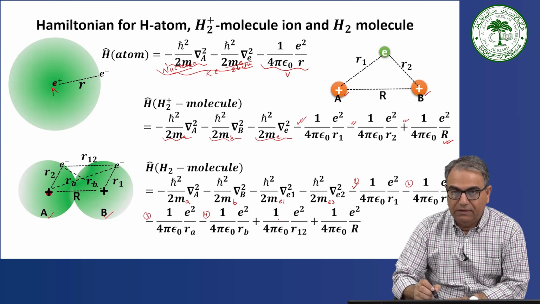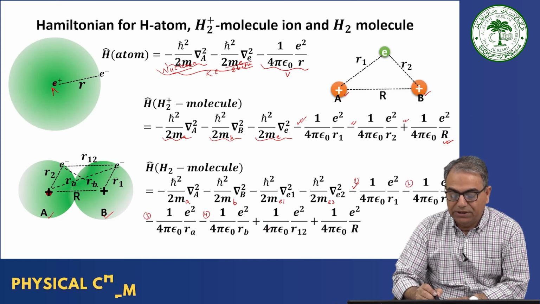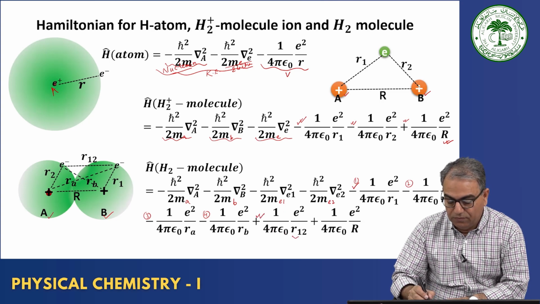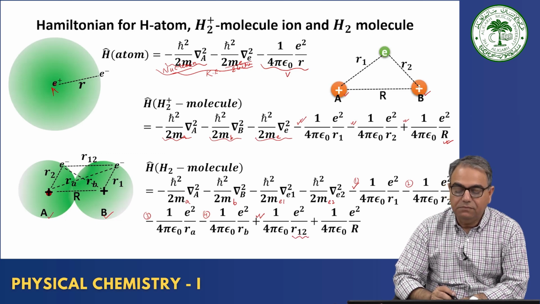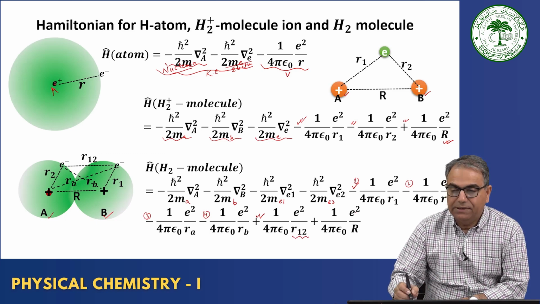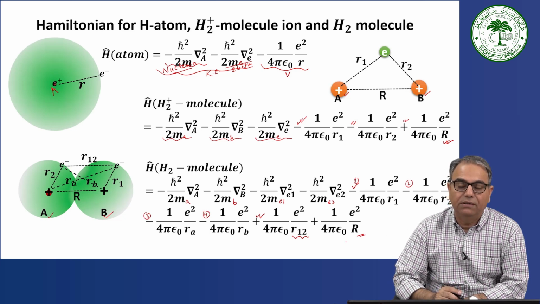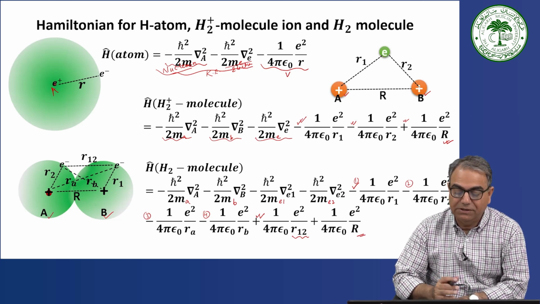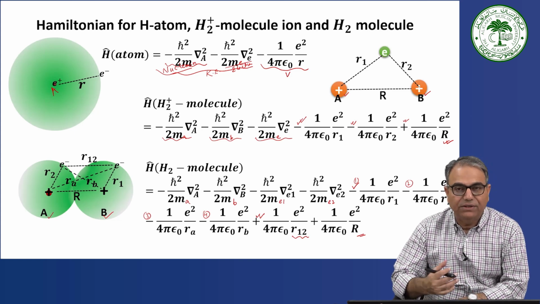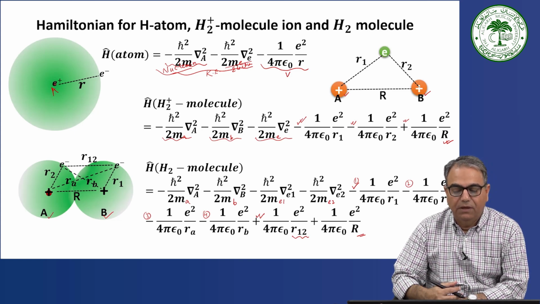Now the fifth term in the potential energy has a plus sign, so it is a repulsive term, 1 by 4 pi epsilon naught e square by r12. Plus 1 by 4 pi epsilon naught e square by R, where R is the distance between the 2 nuclei. So altogether the H2 molecule has this many terms in the Hamiltonian. This makes the situation very difficult for getting the wave function for the H2 molecule.